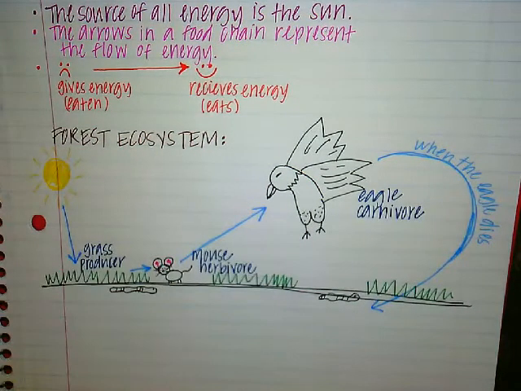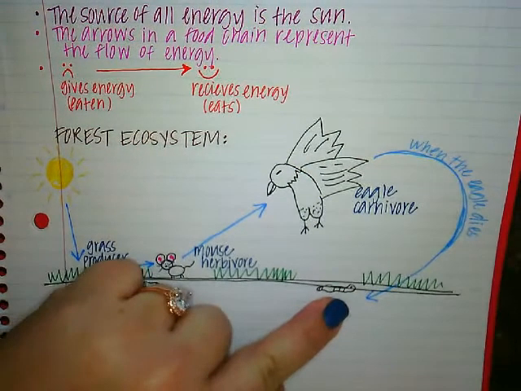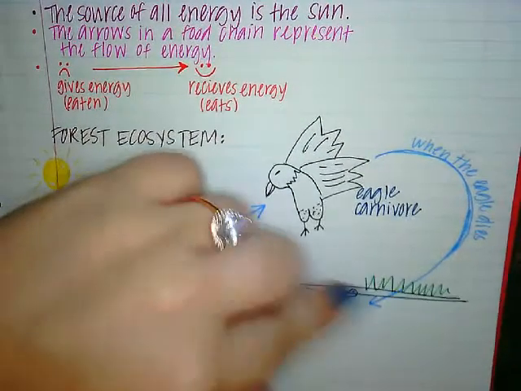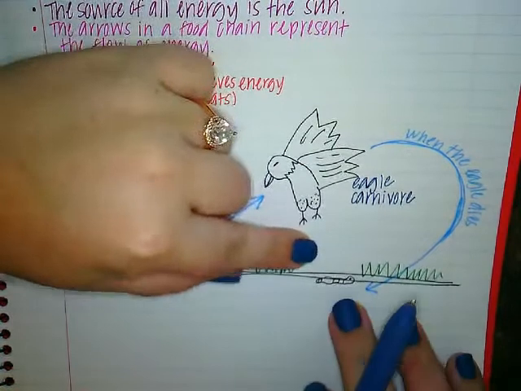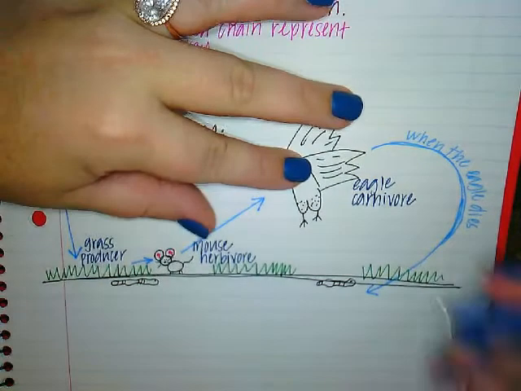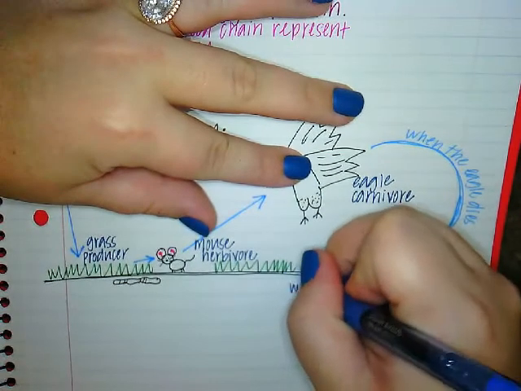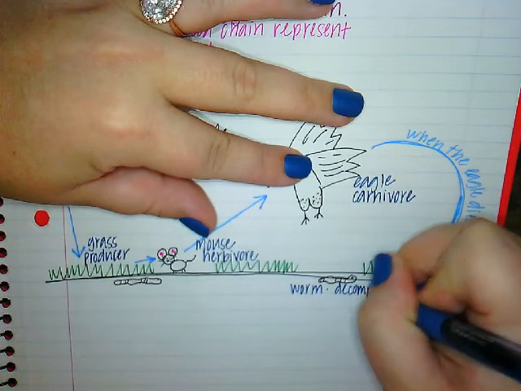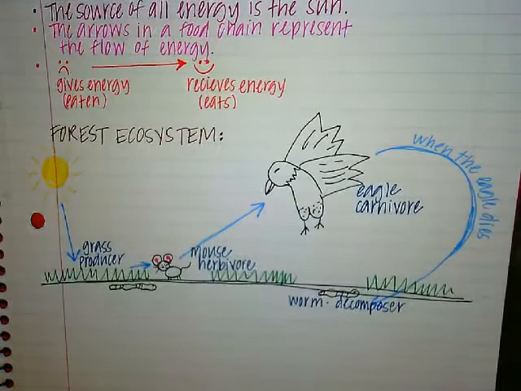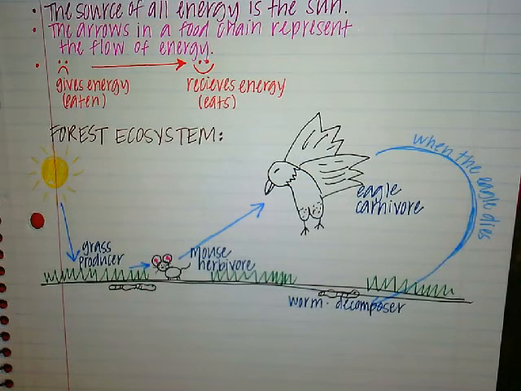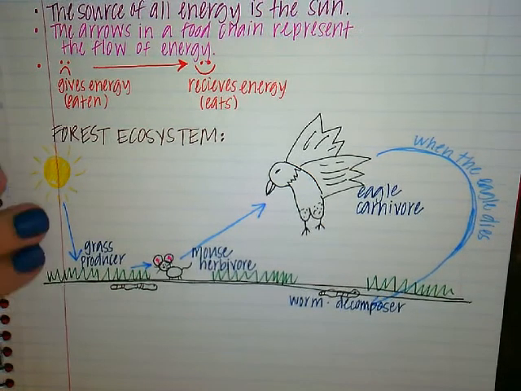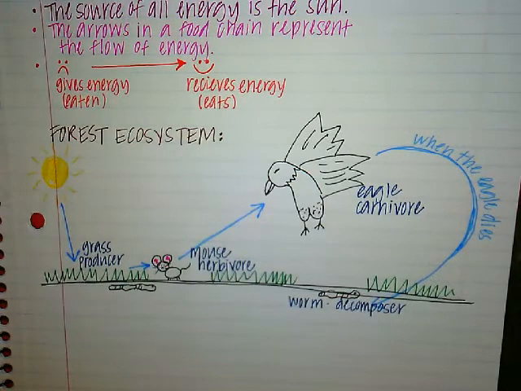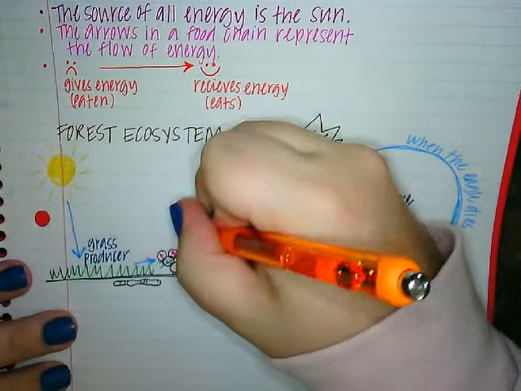Technically, this could be when the eagle dies, or when the eagle uses the bathroom and there's waste. But when the eagle dies, his remains, or if he uses the restroom, his waste is going to come down here to our earthworm. And our earthworm is a decomposer. A decomposer. So this shows the flow of energy through our ecosystem.